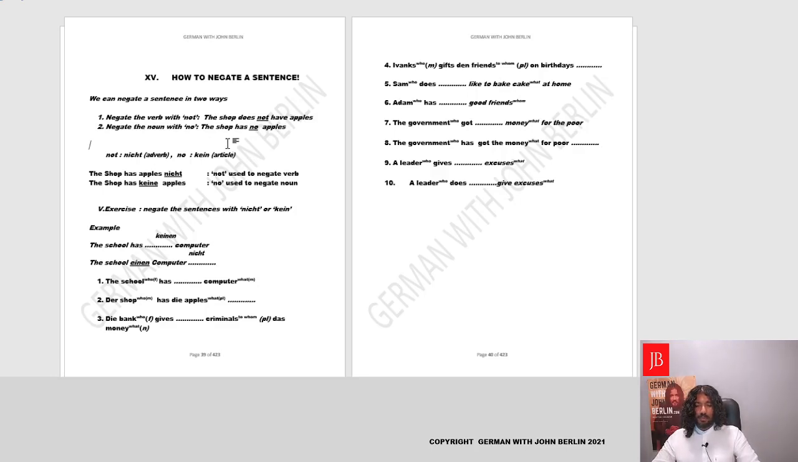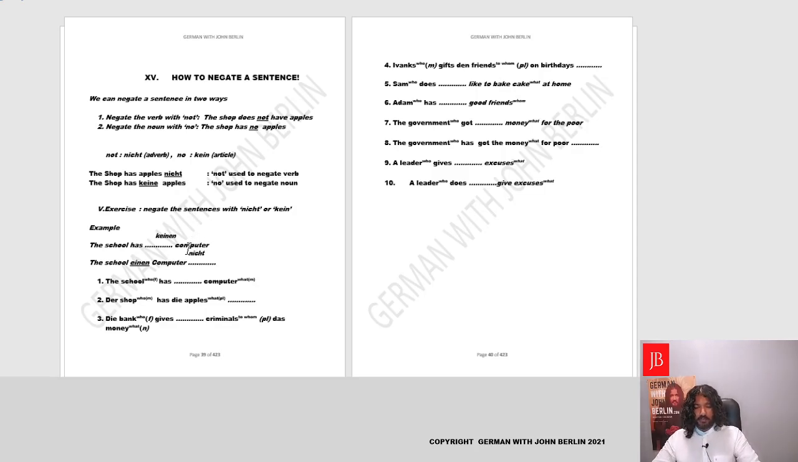So we already know what is no in German. We learned it. It's kein, negative article. What is not in German? Not in German is nicht. It's an adverb. Perfect. So if I want to say the shop does not have apples, it'll be the shop has apples nicht. I say the shop has no apples, the shop has keine apples. All right. So here are some examples.